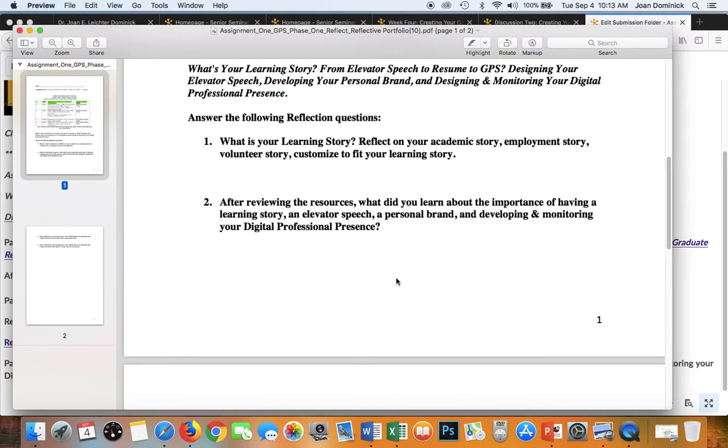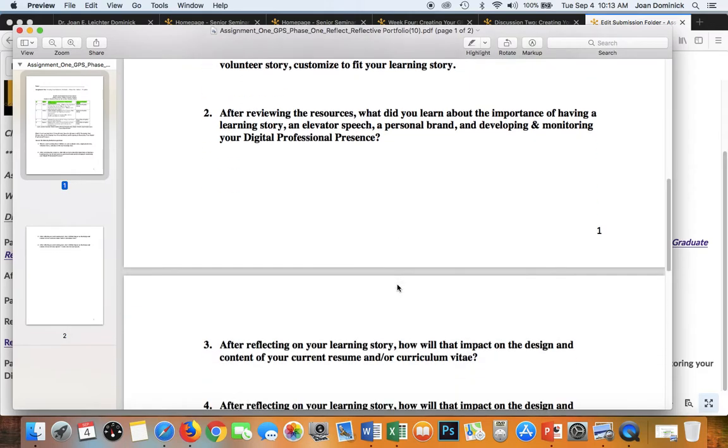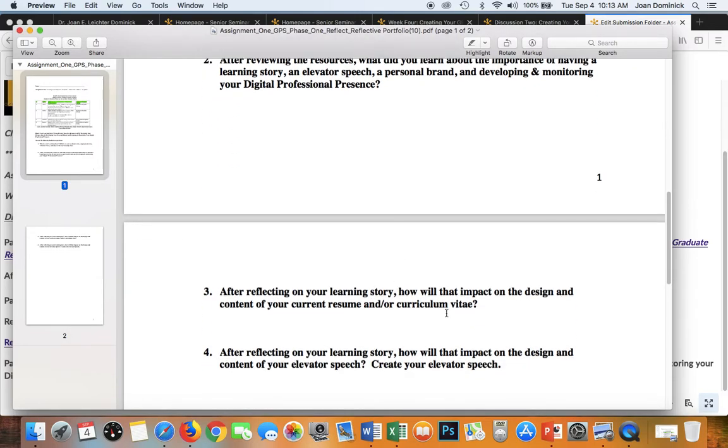Number 2, after reviewing the resources, what did you learn about the importance of having a learning story, an elevator speech, a personal brand, and developing and monitoring your digital professional presence? And number 3, after reflecting on your learning story, how will that impact the design and content of your current resume and curriculum vitae? Will you be adding to it? Will you be developing it? Maybe you have lots of resumes or a curriculum vitae if you're going to grad school, or you're just beginning one. That's why I want you to look at Amanda Long's guest network resource.